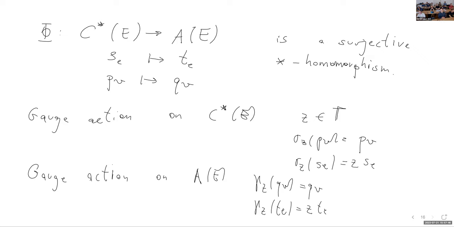Also it's easy to show that if you compose this map phi, I'm just writing the direction, sigma z composed with phi is going to be phi composed with gamma z. You also have to prove that the gauge action on this algebra that you built is strongly continuous. It's the same argument used for the graph C-star algebra, and then the gauge uniqueness theorem applies.